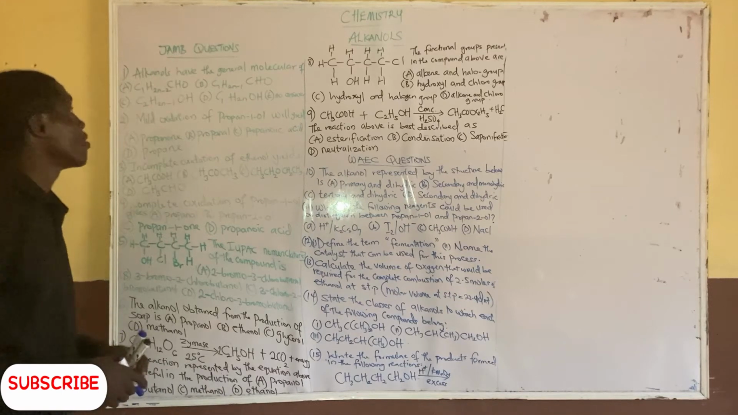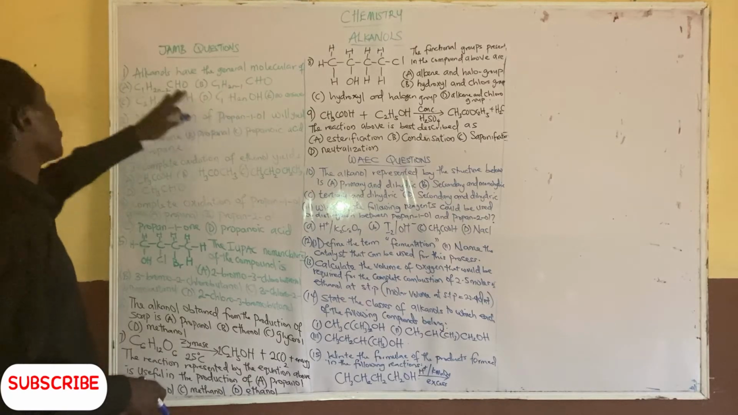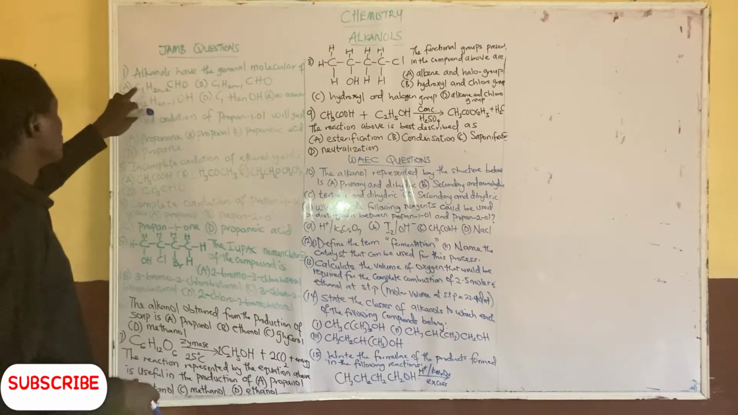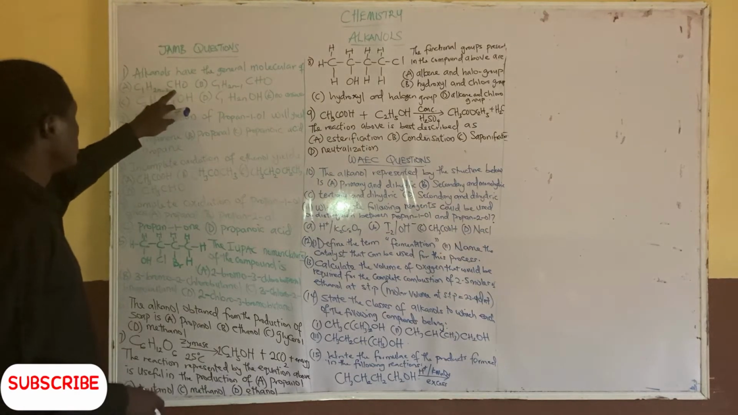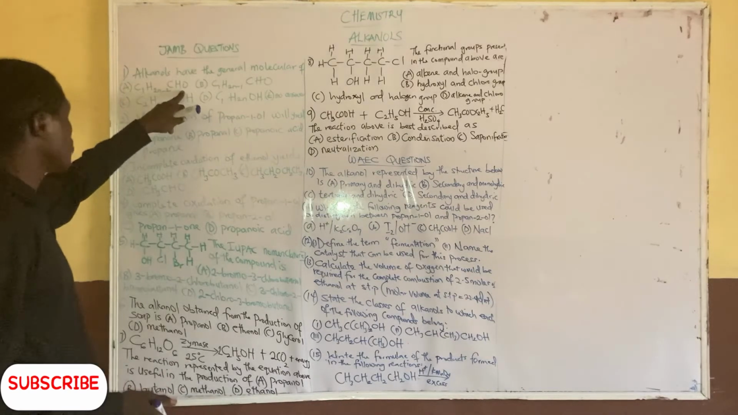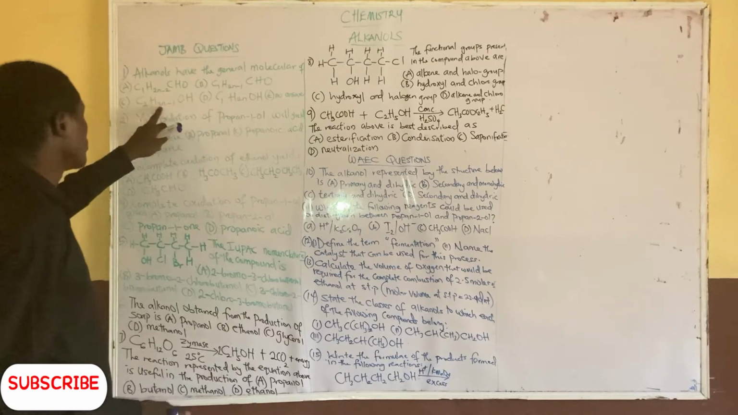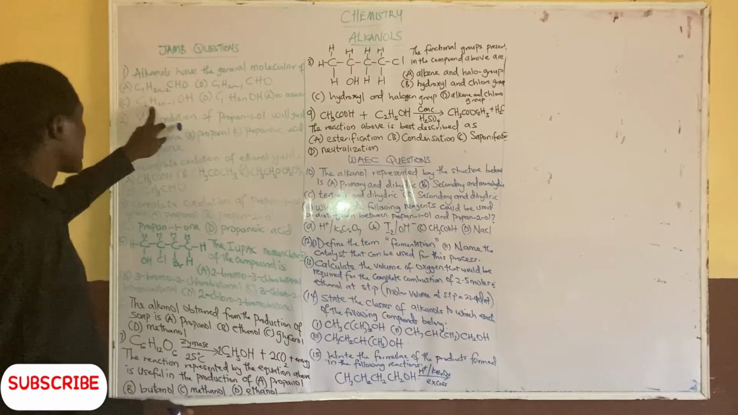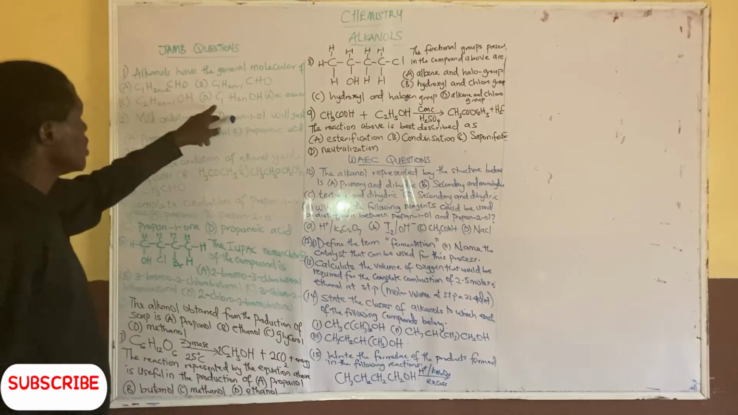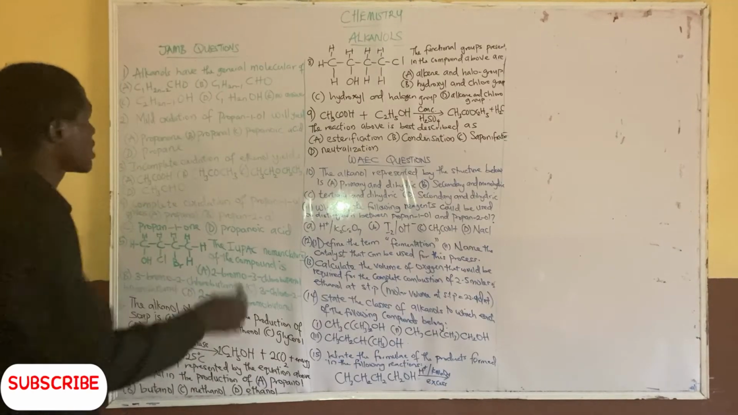The first question says alkanols have the general molecular formula of CnH2n minus 2 CHO. No, because this CHO is an alkanal group, and this is not correct for alkene. Also, CHO is not the functional group. This one contains OH, which is the hydroxy group, but the alkyl group here is wrong. So this is also wrong. So the answer is no answer.